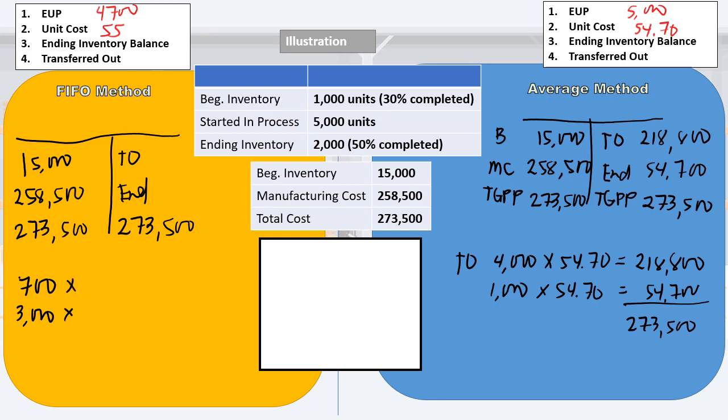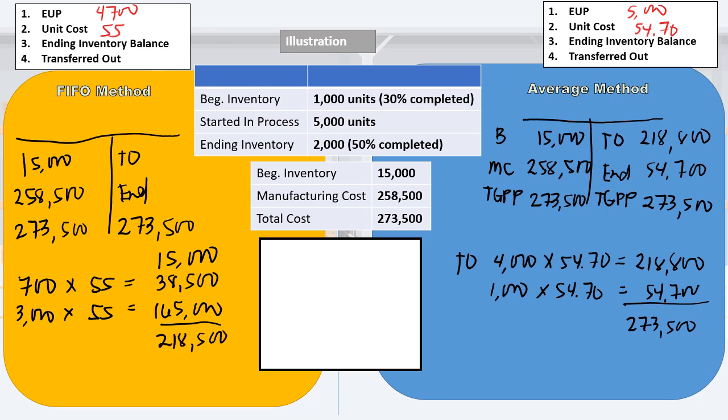I-multiply lang po natin yan dun sa unit cost na na-compute natin na 55. So, lumalabas 700 times 55. So, we have 38,500. Then, yung pangalawa, meron tayong 165. Tapos, i-add lang po natin yung beginning balance natin kasi automatic part na yan ng manufacturing cost. So, wala po tayong ita-times. Ililista lang natin dyan yung 15,000. Then, pag tinotal po natin yan, so ayun na po yung value na i-reflect natin sa transferred out. So, 15,000 plus 38,500 plus 165. So, ang lalabas po doon ay 218,500.